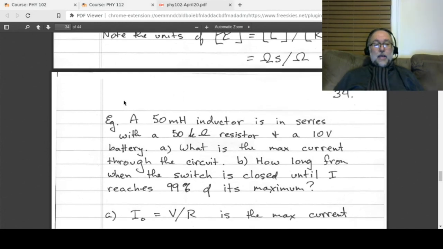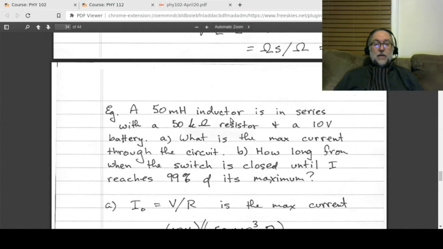Okay, so a 50 millihenry inductor is placed in series with a 50 kilo ohm resistor. And again, 50 kilo ohms, that's a typical resistor too, and a 10 volt battery. So we have all three in series, and this is equivalent to this switch being in position one. And so what is the maximum current through the circuit? That's question number one.